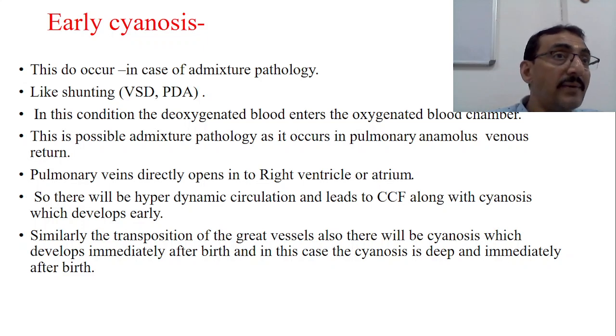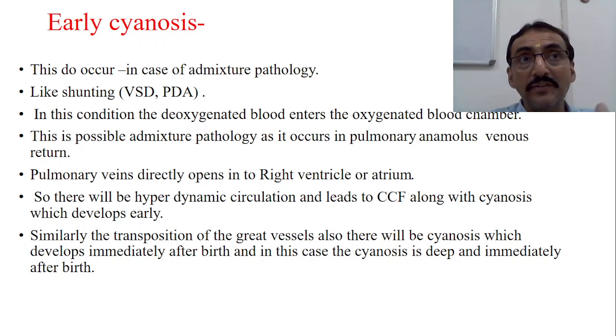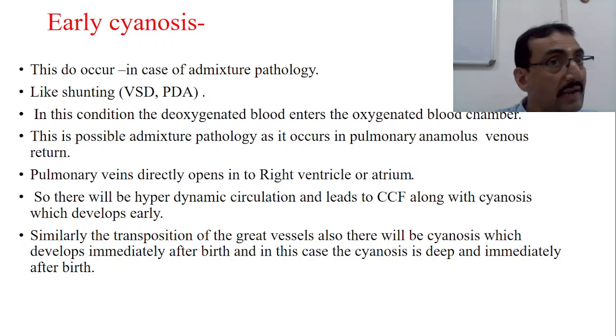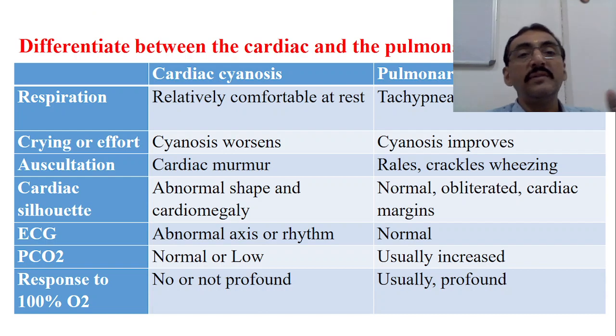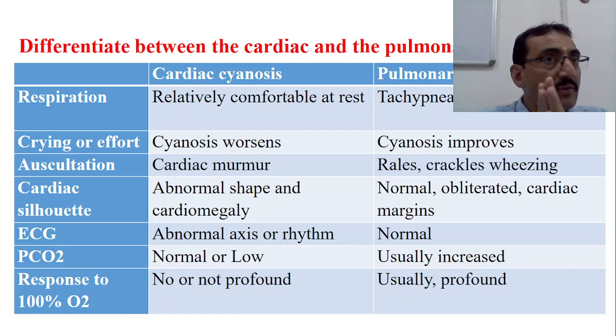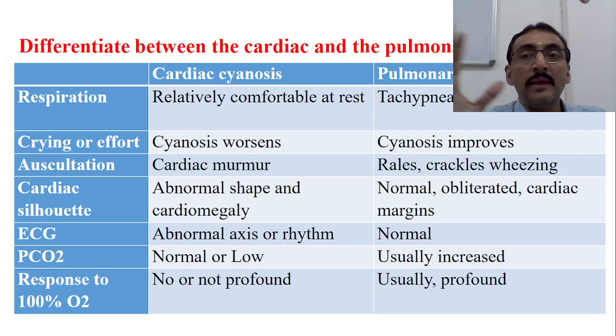Now, if the child develops early cyanosis, what are the possibilities you can infer? If the child develops late cyanosis, what are the possibilities you can infer? Now, this is very important: to differentiate between cardiac and pulmonary cyanosis. Cyanosis developing because of a cardiac cause, and cyanosis developing because of a pulmonary cause. How will we differentiate?